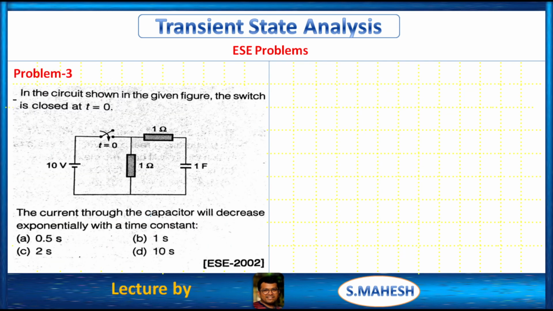Next one: in the circuit shown in the figure, the switch is closed at t equals 0. Then the current through the capacitor will decrease exponentially with a time constant. See, given that the current through the device will decrease exponentially, that is e power minus t by tau. That's it, right?